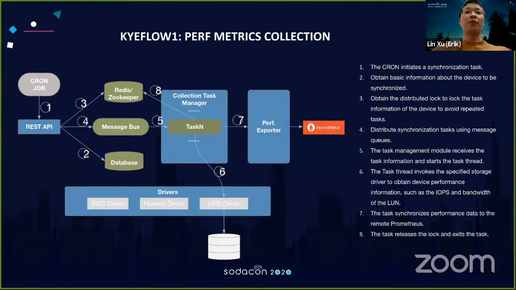The task manager here will receive the task information to generate the task execution threads. Each task thread will collect data from the related storage device based on the task type and the device information. After the data collection is completed, the task execution thread will invoke the exporter to push the data to Prometheus here. Except for the performance collection, it also supports configuration and alert data collection.